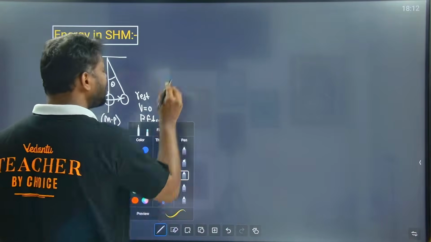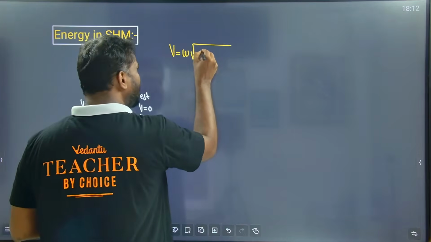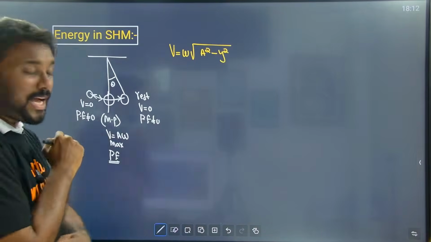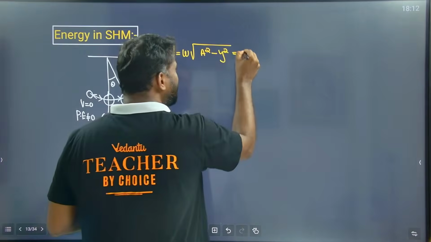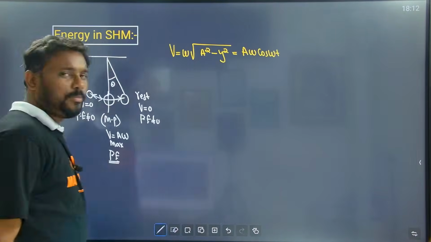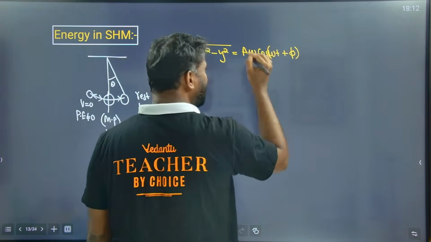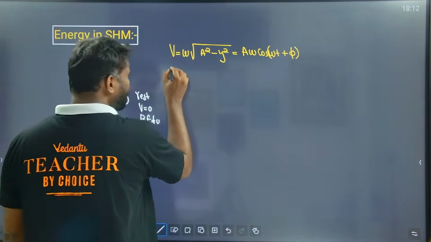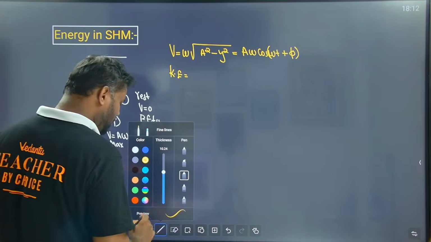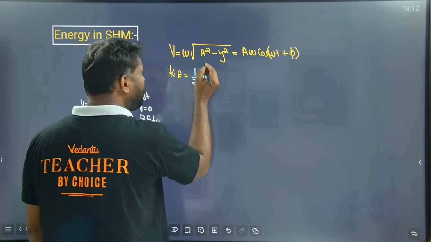How can we calculate it? If I take velocity, v is equal to omega root under A square minus y square. This is the velocity. Or else we can say it is A omega cos omega t. I'm adding some phase factor phi; we'll discuss this now. Okay, if we need kinetic energy, how do we calculate it? Kinetic energy is equal to half m v square. What do we get for the value of half m v square?